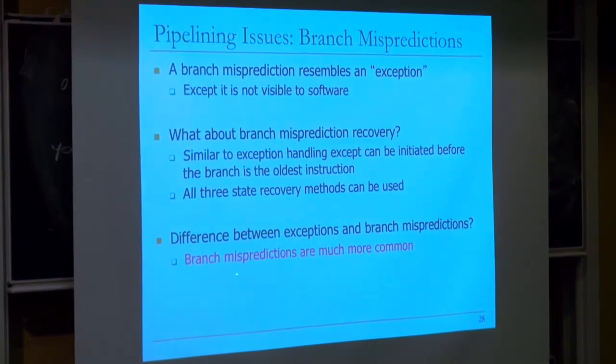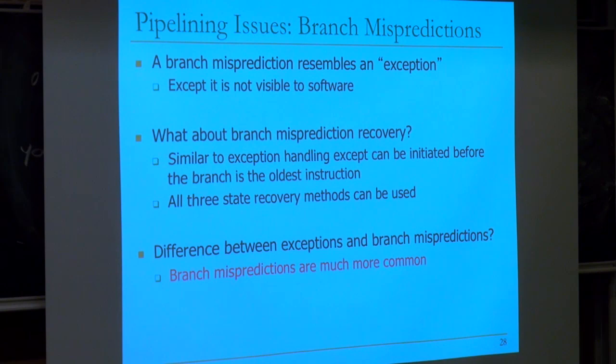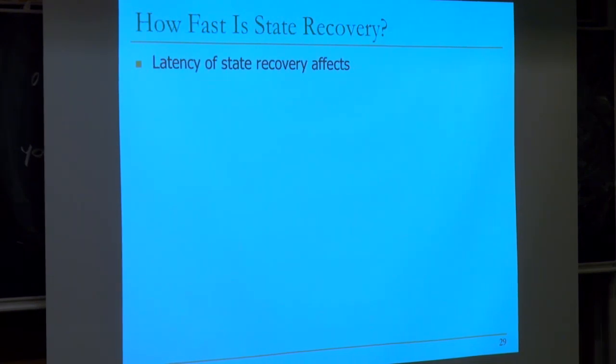The difference is these are much more common. And when you actually get to resolve the branch, you would like to handle it right away, because you don't want to wait until the branch becomes the oldest, which may take a long time, depending on how deep your pipeline is. And this becomes much bigger, of course, in an out-of-order machine where you can make this reorder buffer very, very large. OK. You need fast state recovery to minimize the performance impact of mispredictions. So how fast is state recovery? Let's take a look at that.